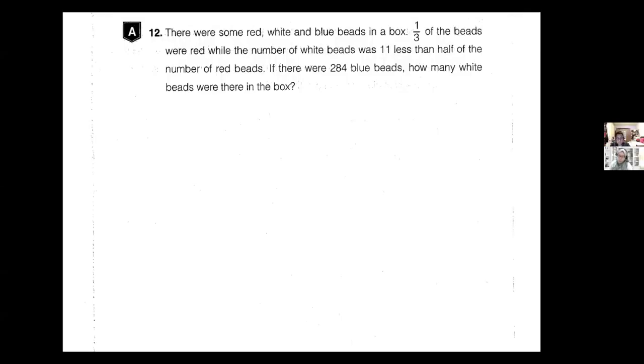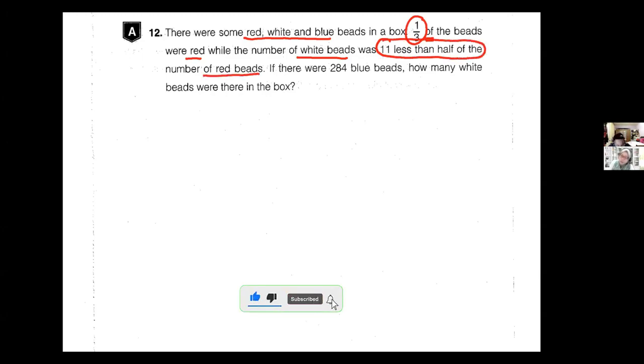All right. So there were some red, white, and blue beads in a box. I do not know how many, but I know there are some of all these beads in the box. 1/3 of the beads were red, while the number of white beads was, this is the very important thing, 11 less than half of the number of red beads. If there were 284 blue beads, how many white beads were there in a box?